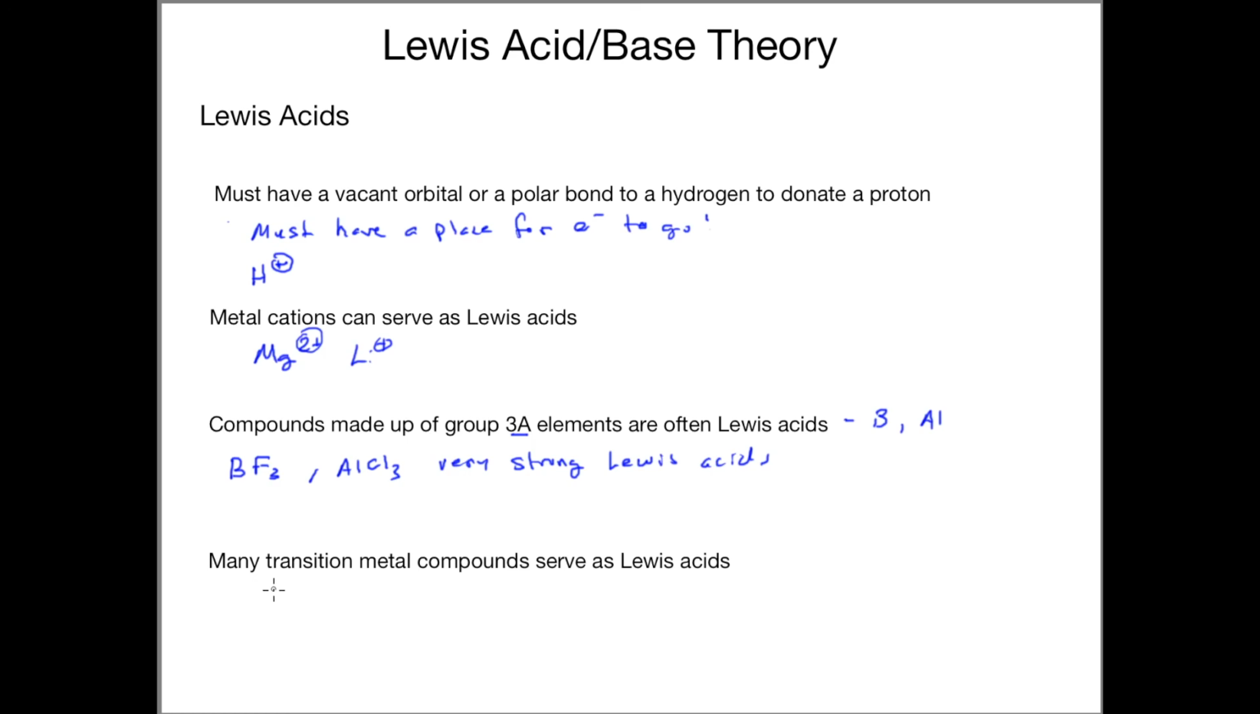There are also some other ones made up of transition metals. Transition metal compounds serve as Lewis acids very commonly. A few of those are FeCl3, iron trichloride, and others such as titanium tetrachloride, and also a few others like zinc chloride and tin chloride. These are all very common Lewis acids that are made up of transition metal compounds.